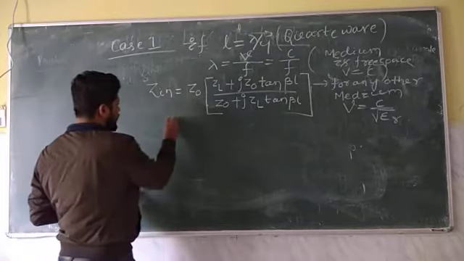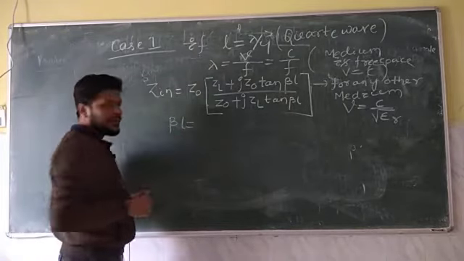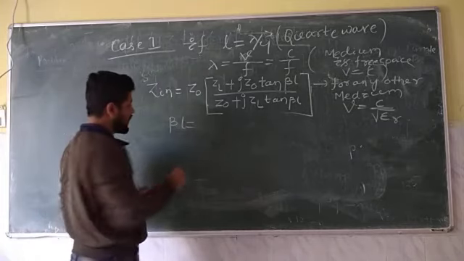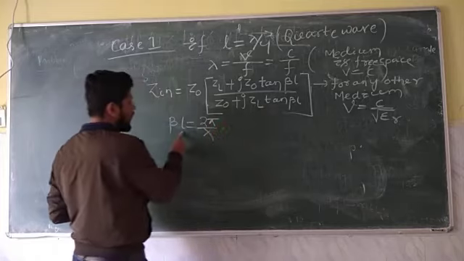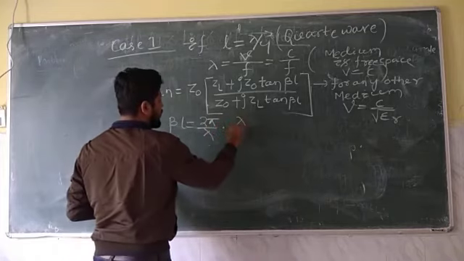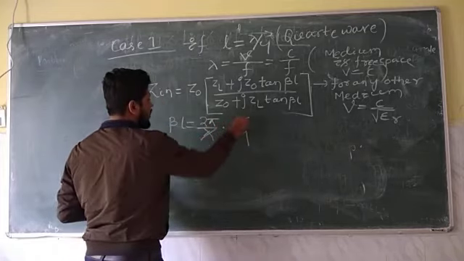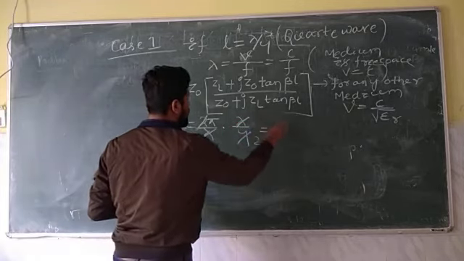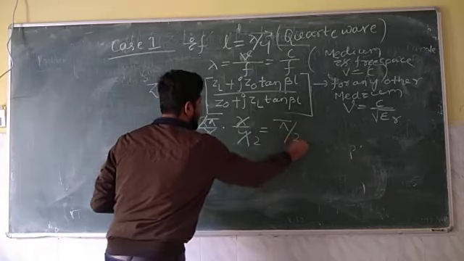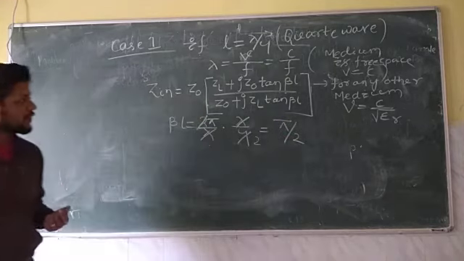What is the value of beta? Beta is always 2 pi by lambda. And what is the length? Length is given as lambda by 4. So lambda cancels out, and the 2 cancels out. So what will be beta L? Beta L is equal to pi by 2.